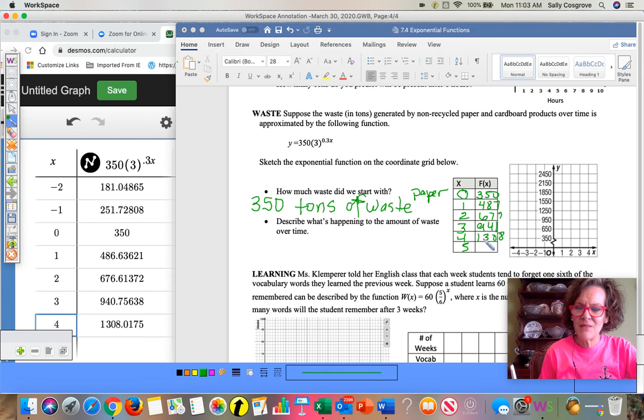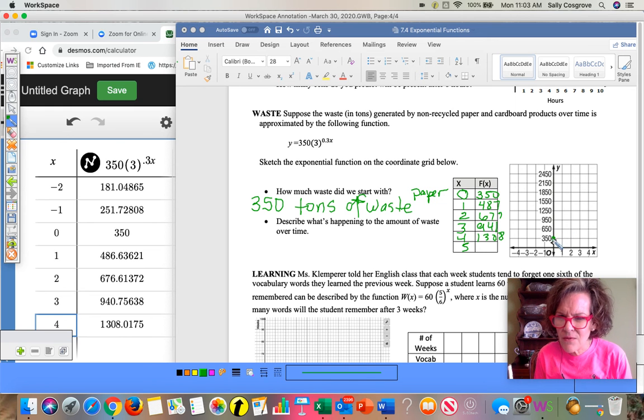Okay, let's see if we can figure that out. So when x is 0, y is 350. So a point right there. And then when x is 1, y is 487. And you're like, well, that's not on my graph. Well, you're right. So we're going to have to estimate 487 somewhere between 350 and 650 is going to be about right here. Okay. Then the next one is 2 and 677. So here's 2, here's 650. So 677 is just going to be about a hair up there.